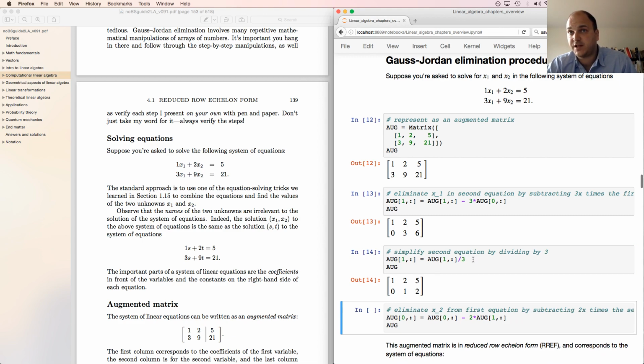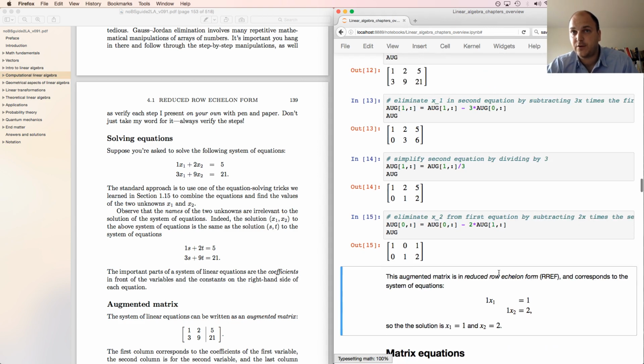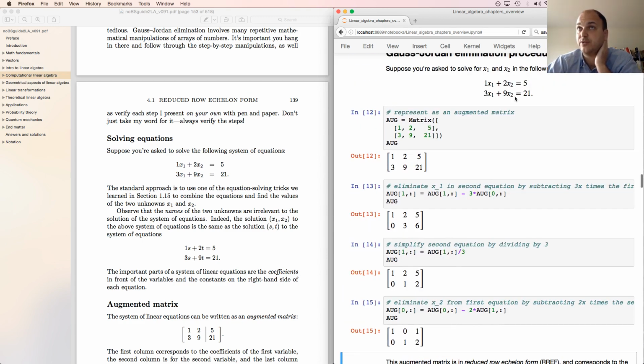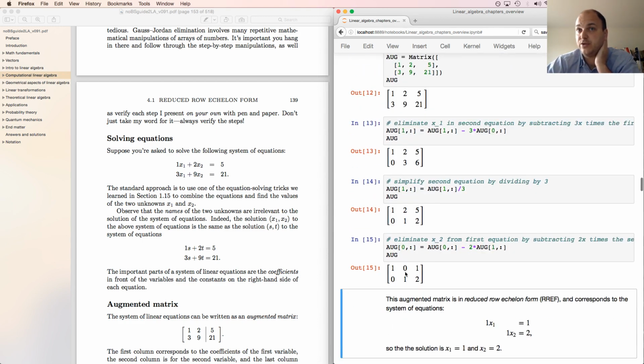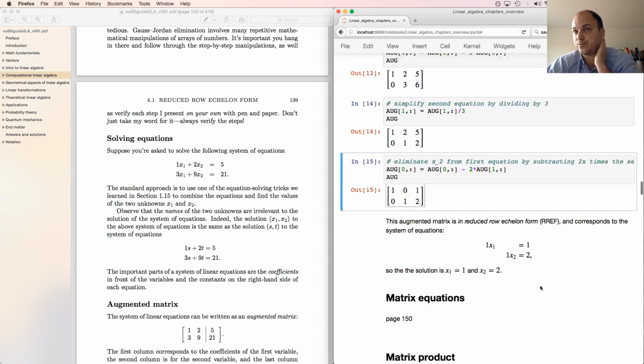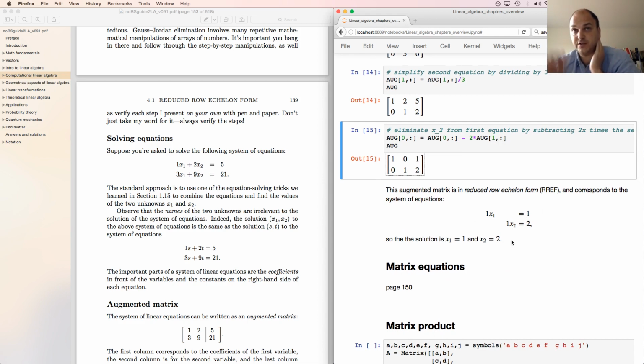So I just divided the second row by 3. Now I'm going to subtract this from here twice. So subtract the second row from the first row twice. All right, so I did these 3 row operations, and each of them did not change the solution. I am allowed to do this with equations, right? And then I have a new system of equations, which if I copy it into the standard form, says x1 equals 1 and x2 equals 2, which is what I wanted. Now I found the solution.